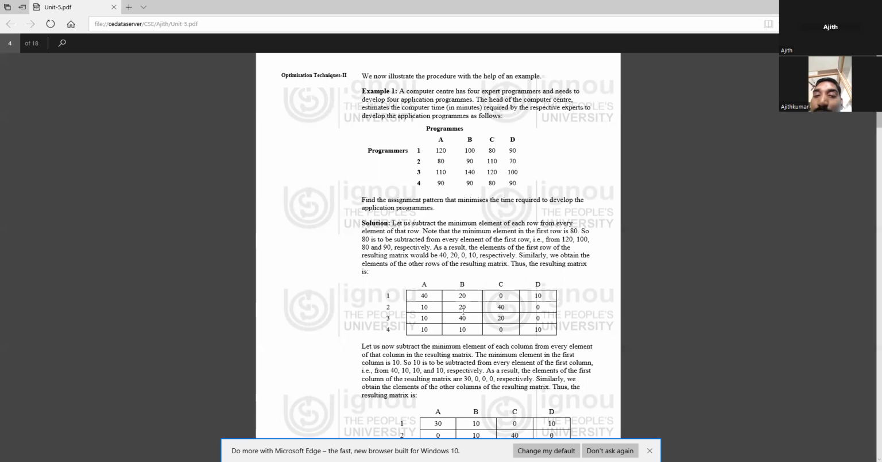And program standards 1, 2, 3, 4. The values will be 120, 100, 80, 90, and 80, 90, 110, 70, 110, 140, 120, 100, 90, 90, 80, 90. Solutions.